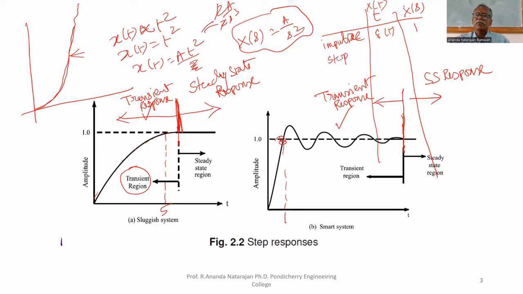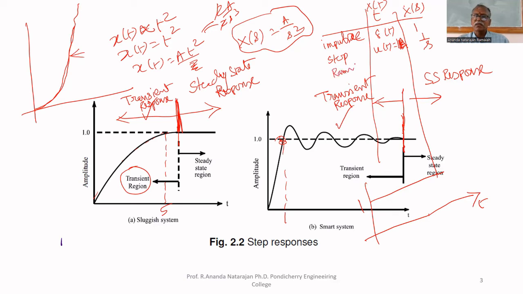Step. If it is unit, all signals we will discuss only unity. U of t equal to 1, magnitude is 1. Unit step input means u of t equal to 1. If you take Laplace domain, it becomes 1 by s. The input is 1, magnitude is 1 forever, from t equal to 0 to infinity. If you take Laplace transform, you'll get 1 by s.